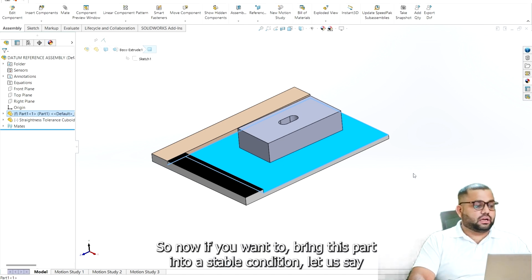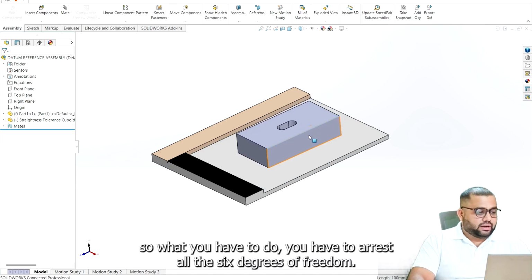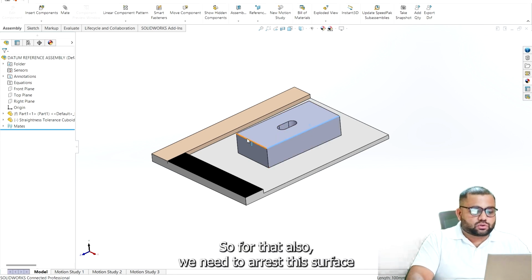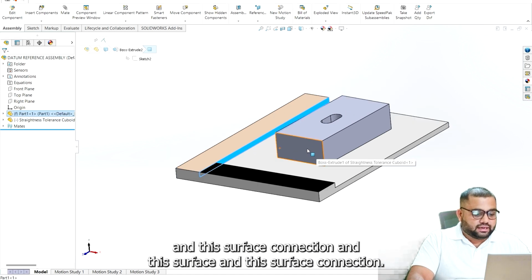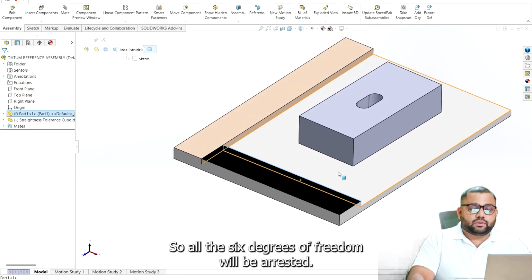Okay. So now if you want to bring this part into a stable condition, what you have to do is arrest all 6 degrees of freedom. So 3 are left. For that we need to arrest this surface and this surface connection, and this surface and this surface connection. So all 6 degrees of freedom will be arrested.